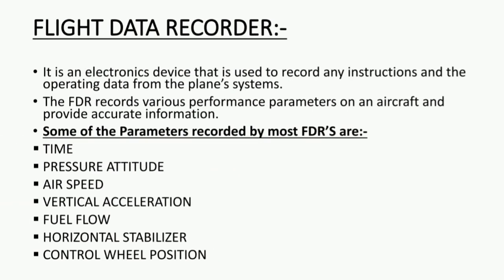Flight data recorder. It is an electronic device that is used to record any instructions and the operating data from the plane's systems. The FDR records various performance parameters on an aircraft and provides accurate information. Some of the parameters recorded by most FDRs are time, pressure attitude, airspeed, vertical acceleration, fuel flow, horizontal stabilizer, control wheel position.